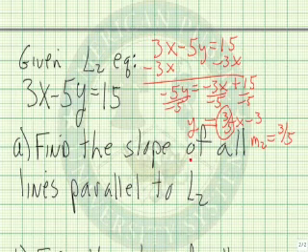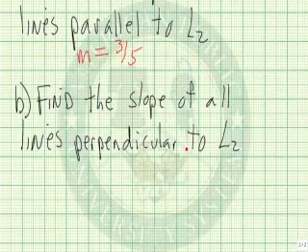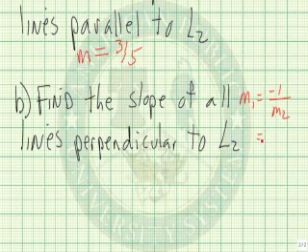To find the slope of all lines parallel, they would have to have exactly the same slope, so every line would have to have m equal to 3/5 if it's parallel to L2. What happens if we're interested in the slope of all lines perpendicular? Once again, we have m1 is equal to negative 1 over m2. So we take negative 1 over 3/5. You multiply numerator and denominator by 5, you get negative 5/3. So the slope of every line that's perpendicular to our given line will be negative 5/3.